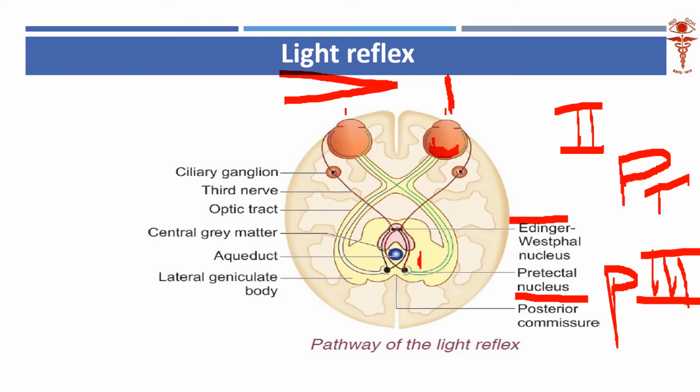From the pretectal nucleus, which is the center, the efferent starts, and communication is given to the Edinger-Westphal nucleus. From the Edinger-Westphal nucleus, the parasympathetic fibers of the third cranial nerve start and go to the ciliary ganglion, and from the ciliary ganglion supply the sphincter pupillae. So the second cranial nerve is the afferent, the third cranial nerve parasympathetic fibers are the efferent, and the pretectal nucleus is the center of the light reflex.